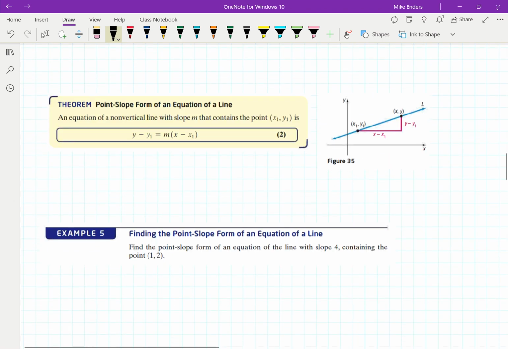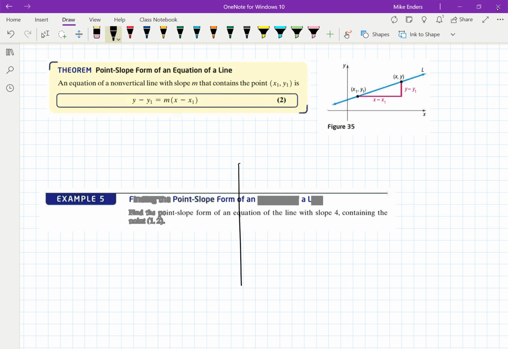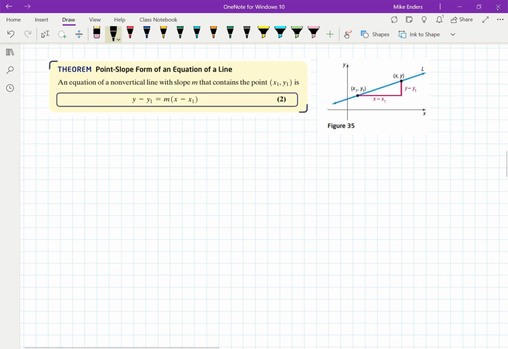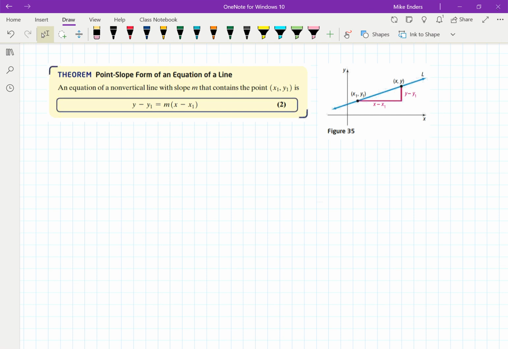So what else can we do with these? What we can do then is start describing other equations of lines using this idea of slope. One of the first ones we come up with is the point slope form for the equation of a line. We can see on screen, an equation of a non-vertical line with slope m that contains point x1, y1 is given by equation 2: y minus y1 equals m times x minus x1. As we take a look at this theorem, one of the things we see is this is a non-vertical line.